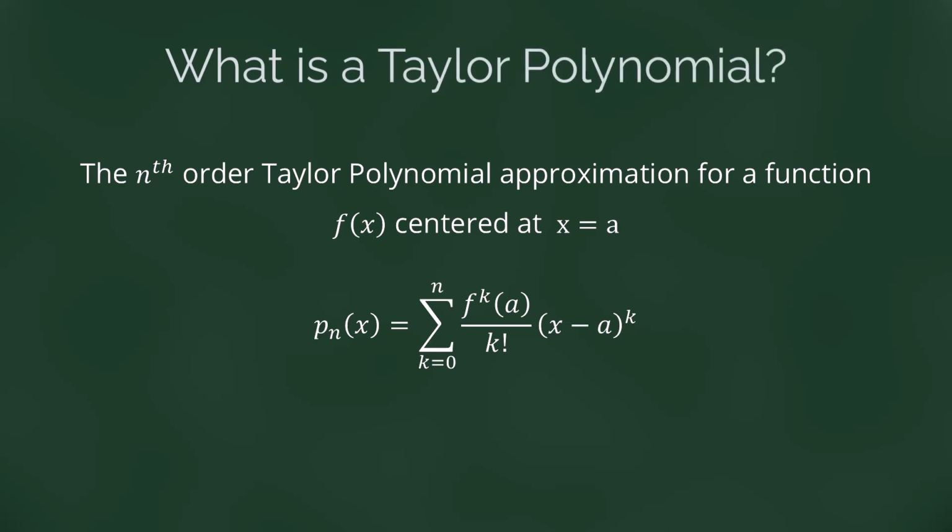As a reminder, the nth order Taylor polynomial, which approximates a function f of x centered at a value x equals a, is given by the formula: the sum from k equals 0 to n of the kth derivative of f at a divided by k factorial times x minus a to the k power.